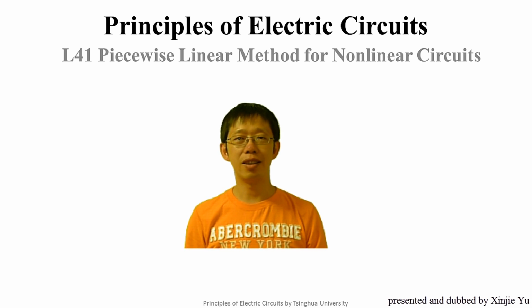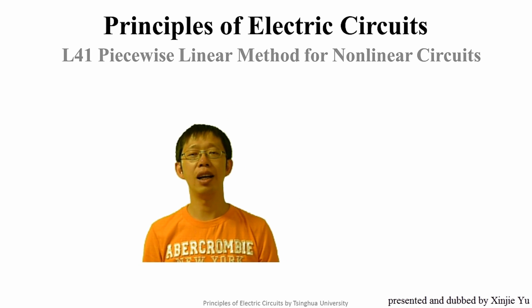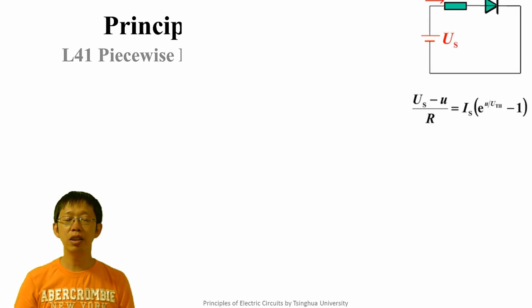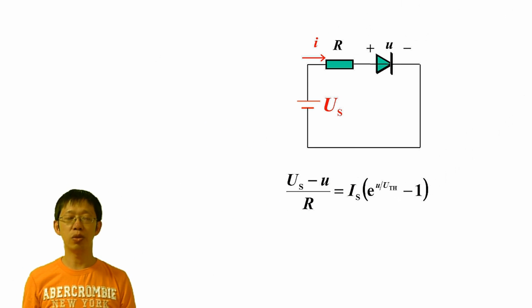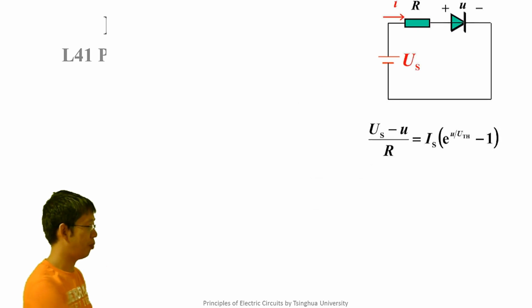Hello everyone. In the last lecture, we learned two analysis methods for nonlinear resistor circuits. One is the analytical method. The analytical method seems to be able to get the accurate solution, but as taught in the last lecture, in the process of solving the nonlinear algebraic equations, it needs to use the numerical method, so it also has errors.